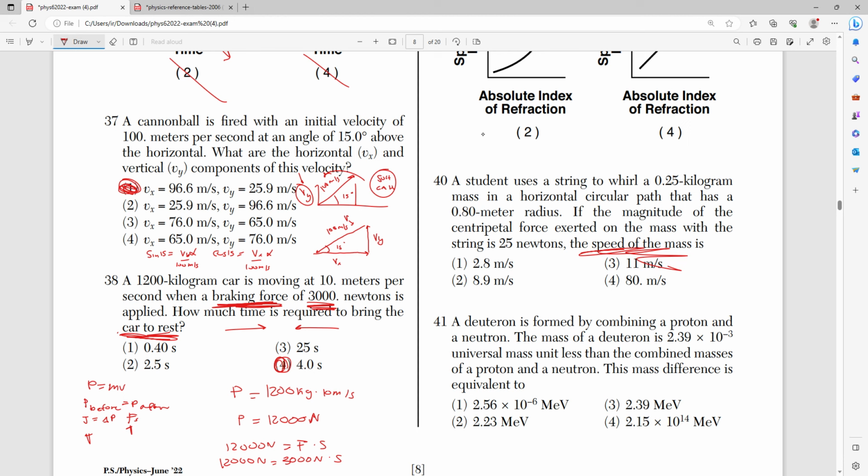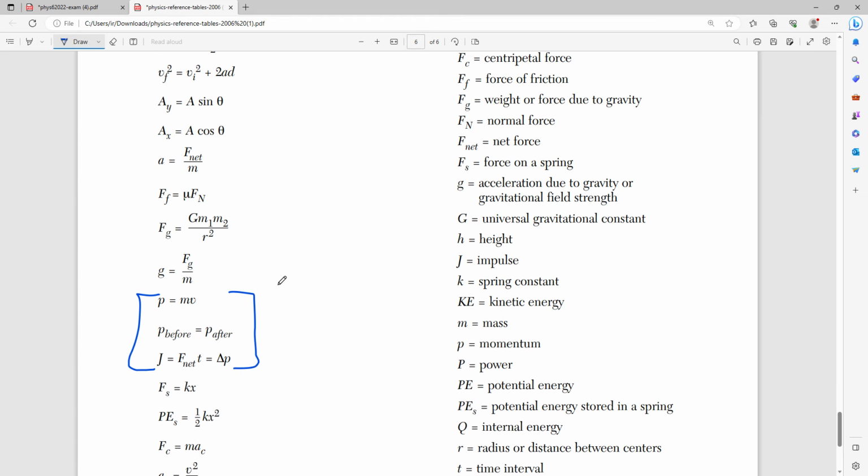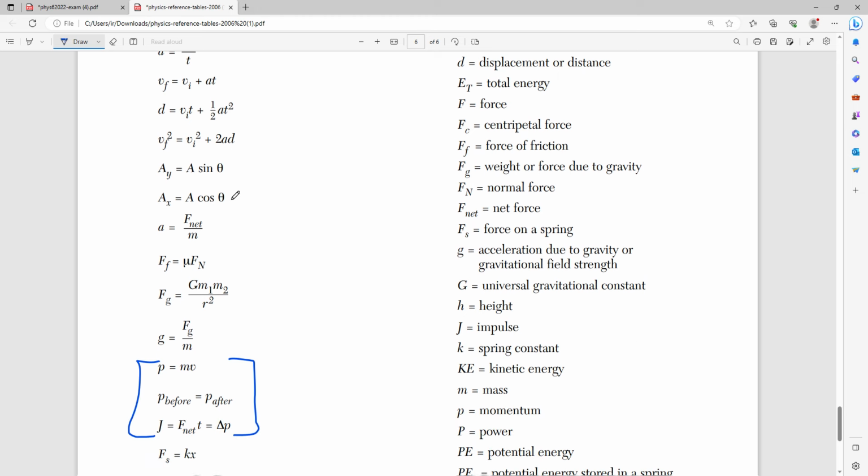So what are we given? We're given mass, we're given radius, we're given centripetal force, Fc, and we're trying to find velocity, or the speed of the mass. So let's look at our formula table right here and see which formulas incorporate all those factors.